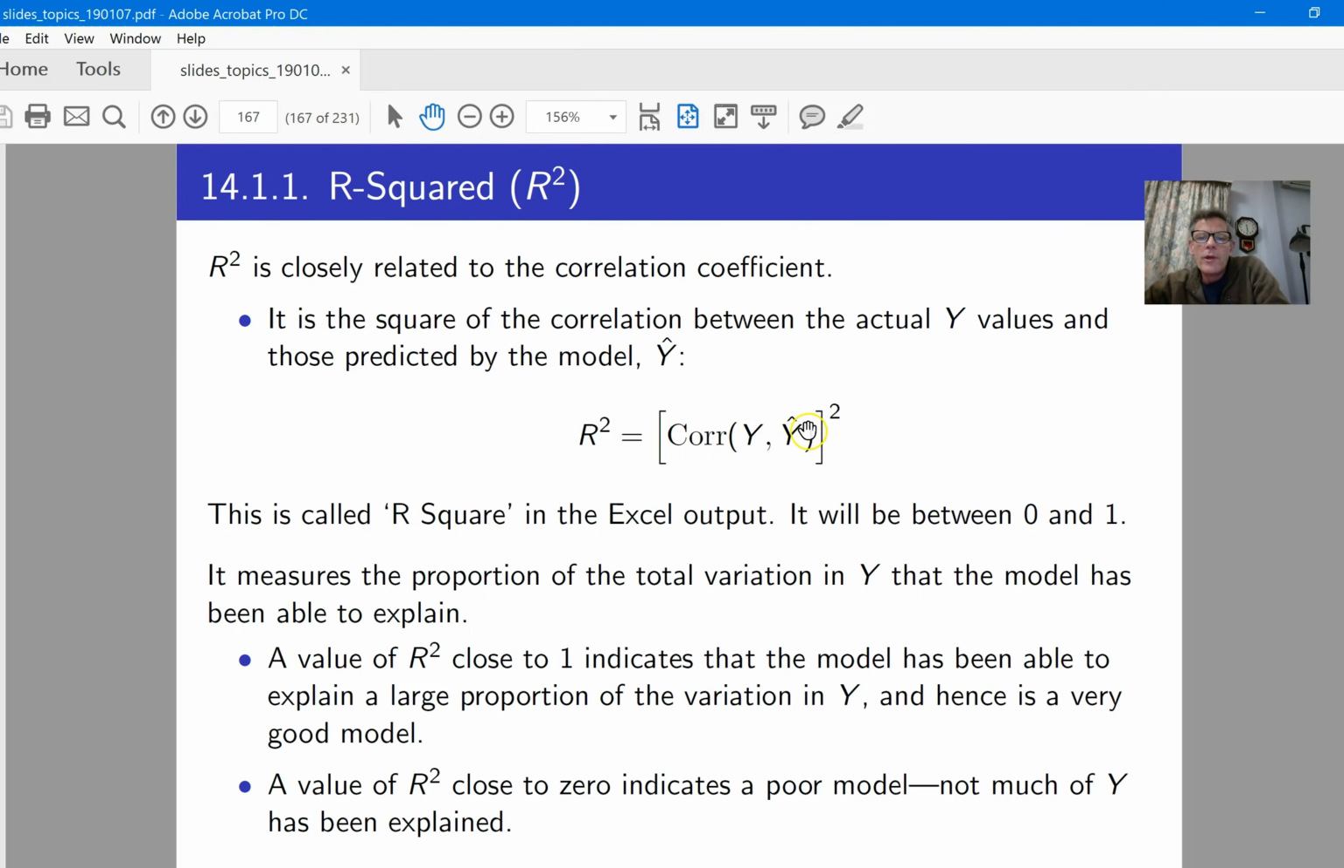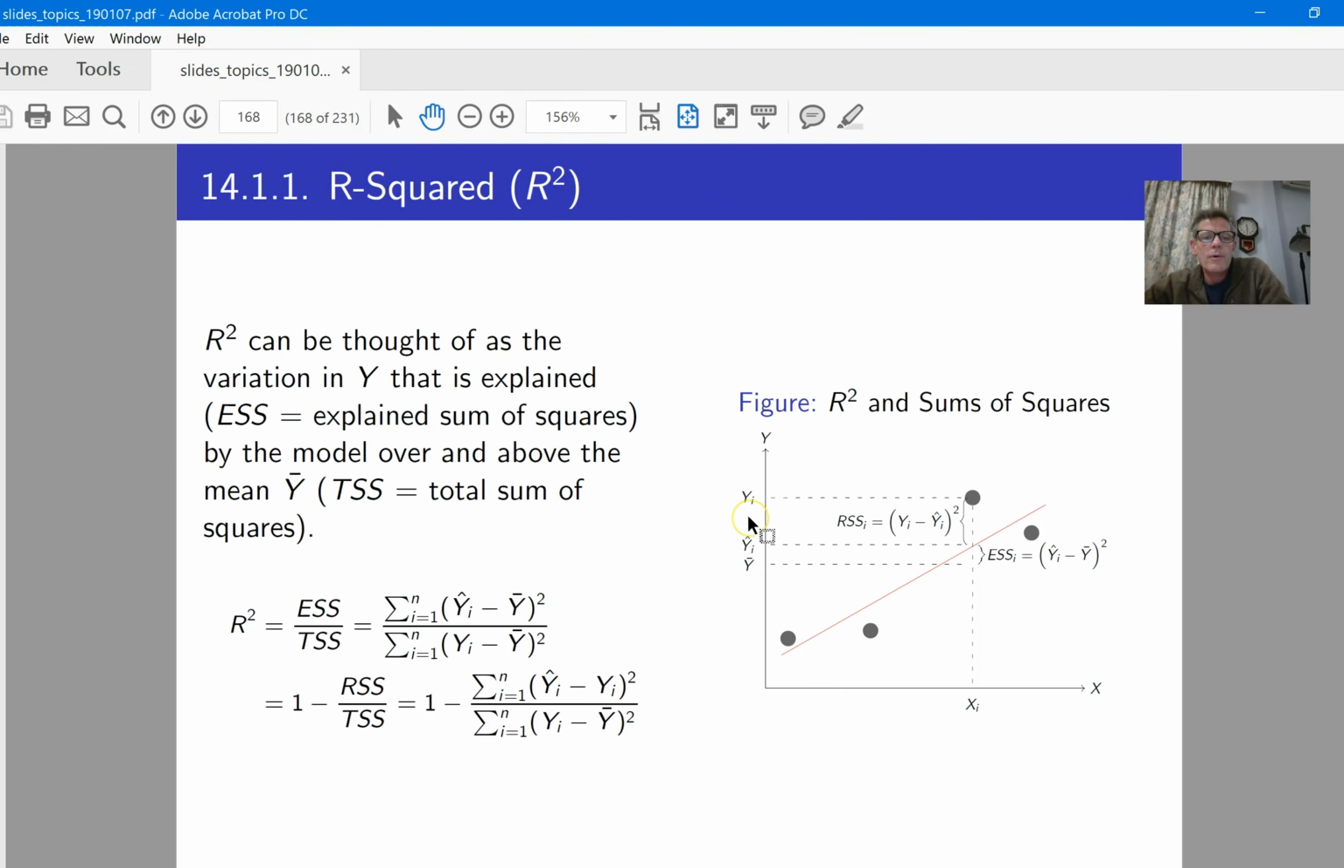And we square it so that the minuses become positives. And then we just ask the question, how close is this quantity to 1? If it's close to 1, you've got a very good model. If it's close to 0, you've got a pretty lousy model. If it's close to 0, there's not much correlation between what your model predicts for y and what actually happens to y.